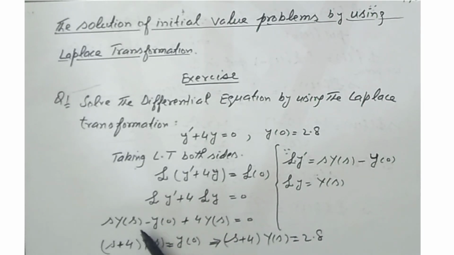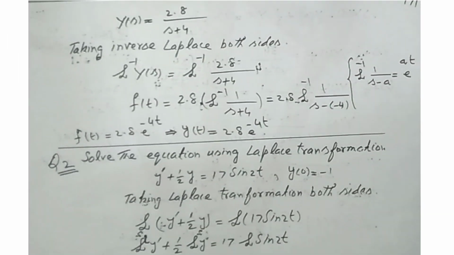Now by taking Y(s) common, we have (s + 4) and y(0) taken to the right side. So this becomes (s + 4)Y(s) = y(0). Put the value of y(0), because y(0) is equal to 2.8. So (s + 4)Y(s) = 2.8. Now the value of Y(s) equals 2.8 divided by (s + 4). Now taking the inverse Laplace transformation on both sides of the equation.